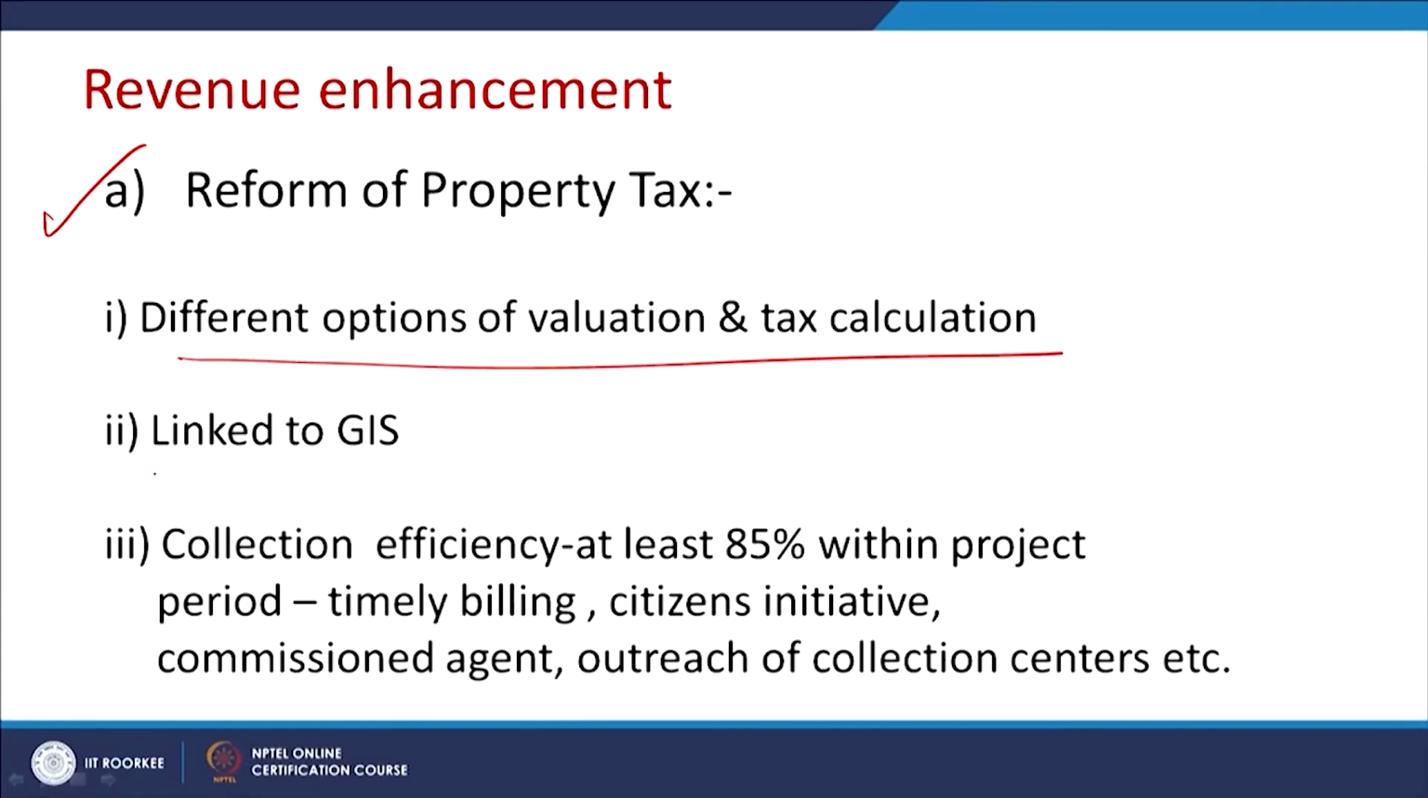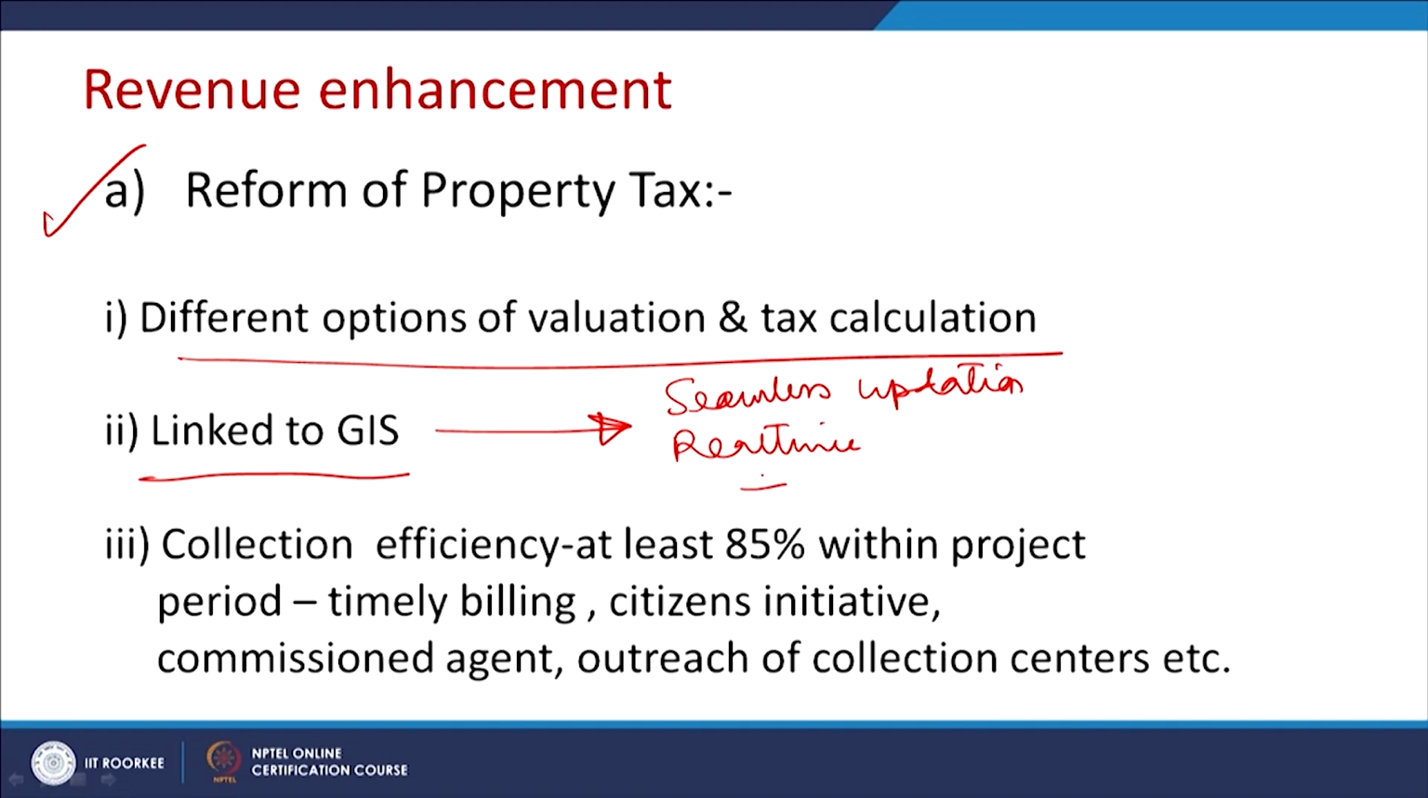Then there is property tax linked to GIS, which I have already told you about, how it can give seamless updation in the map and real time monitoring also can be done. Then collection efficiency of at least 85% within the project period for any particular project, any particular investment or service delivery; the collection can be a minimum of 85%.